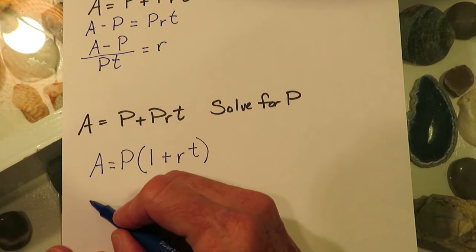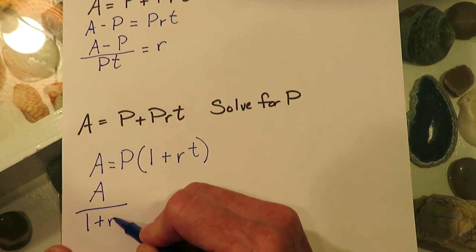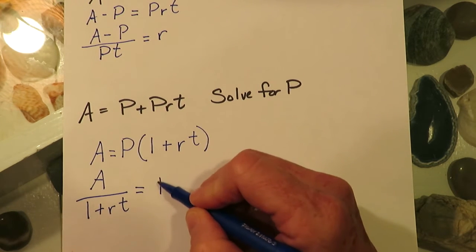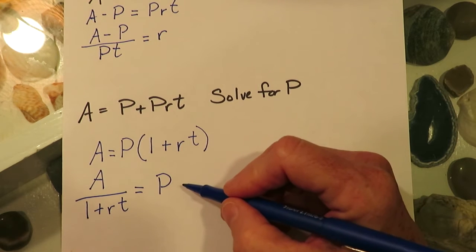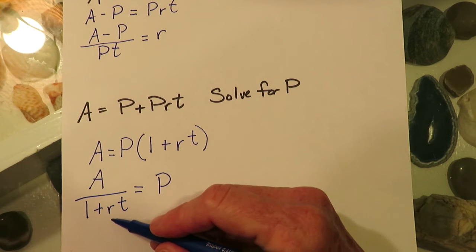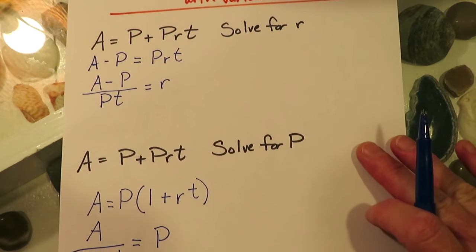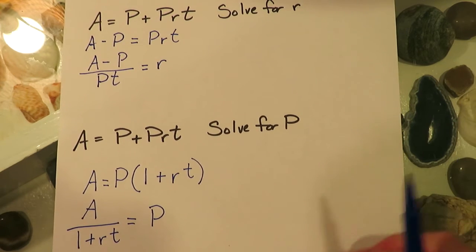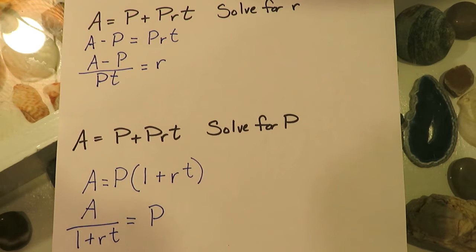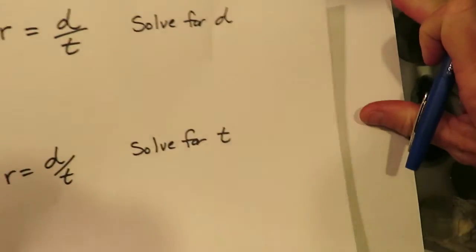I'm trying to solve for P, therefore I'm going to divide by what is multiplying the P, which is 1 plus RT. And when I do so, this side gives me P because I've divided out the 1 plus RT, and on this side I get the amount divided by 1 plus RT. So that was an example in which we took a formula and we solved for different variables than what we were originally given. You also could have another fairly famous formula, the rate equals distance over time formula.